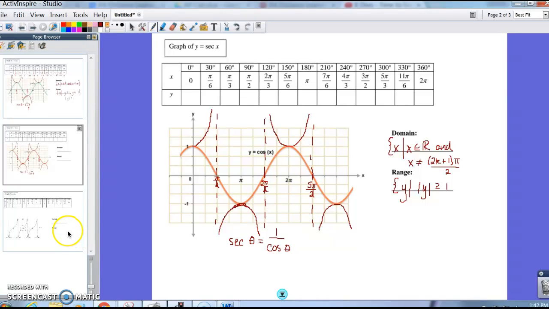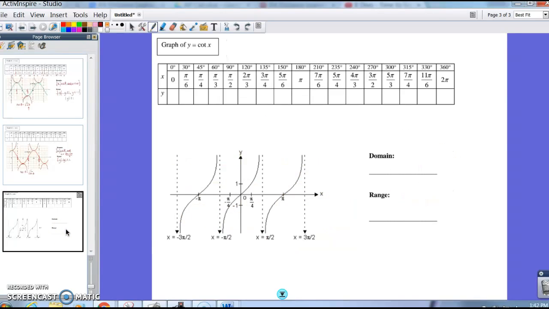Now, the tangent graph is completely different from the other two, which is going to make the cotangent graph completely different from the other two as well. And so here's what's going to happen. Your tangent graph has this kind of shape. And again, I'm not going to go in and fill in the chart because I think you get the general idea of what happens with the chart. Remember that tangent is going to be 1 over the cotangent. And so what happens here is wherever this crosses the x-axis, I will now have asymptotes.